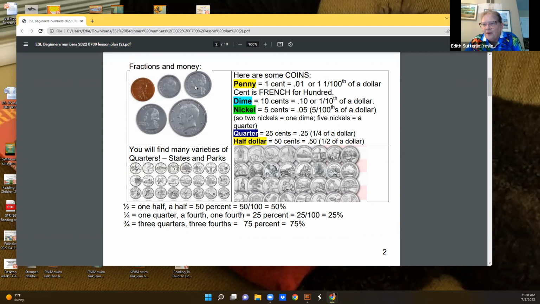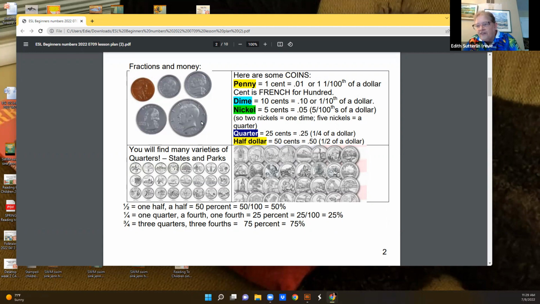The nickel with Thomas Jefferson on it is worth 5 cents. Even though it's bigger than a dime, 2 nickels equal 1 dime. So 5 cents is 5/100ths of a dollar. A quarter is 1/4 of a dollar, and that's 25 cents. A full dollar is going to be 100/100ths. So a quarter is 25 cents or 1/4 of a dollar. You can usually just call that a quarter, even though it's worth 25 cents.